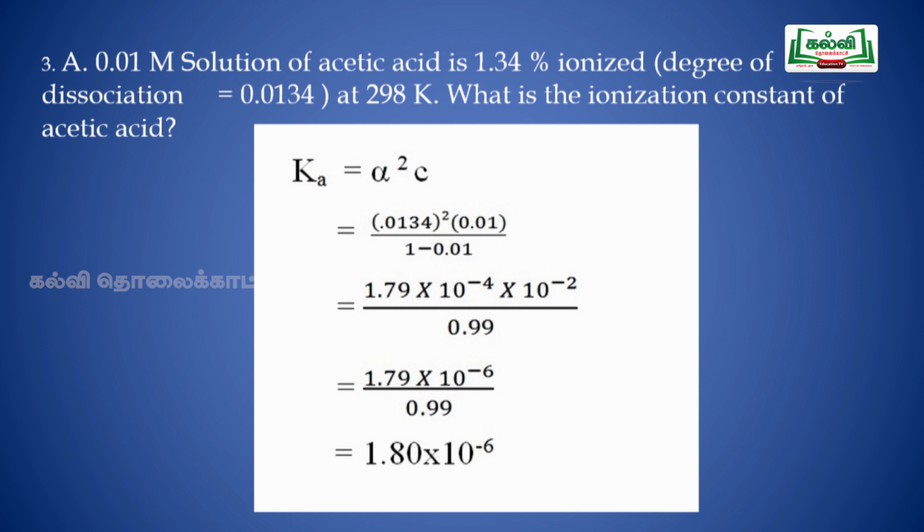1 minus alpha, what is the value? 0.99, okay. The next thing, 1.79 into 10 power minus 4 into 10 power minus 2, you add the powers, what will you get? 10 power minus 6 divided by 0.99. Finally, what is the answer? 1.80 into 10 power minus 6.